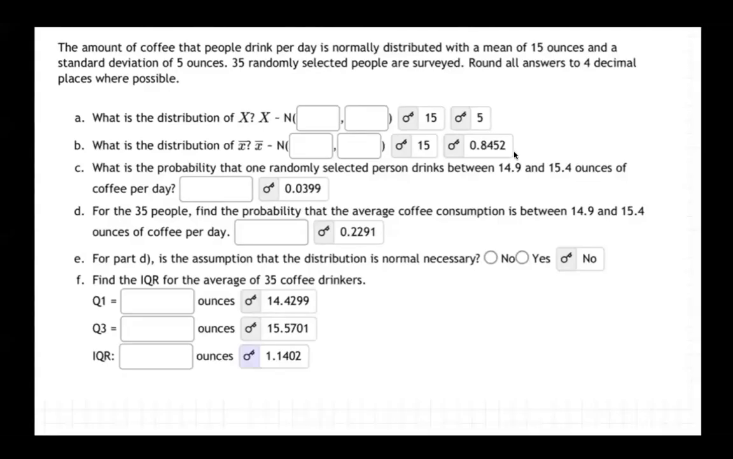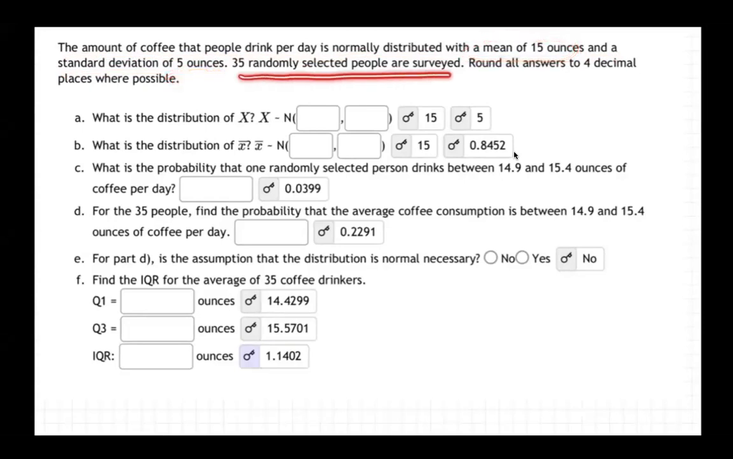Okay, welcome to this example. It's about coffee. The amount of coffee that people drink per day is normally distributed with mean 15 ounces and standard deviation of 5. So, someone knows how much people drink coffee. The average is 15 ounces, but not everybody drinks the same, some more or less. The average deviation from that is 5 ounces.